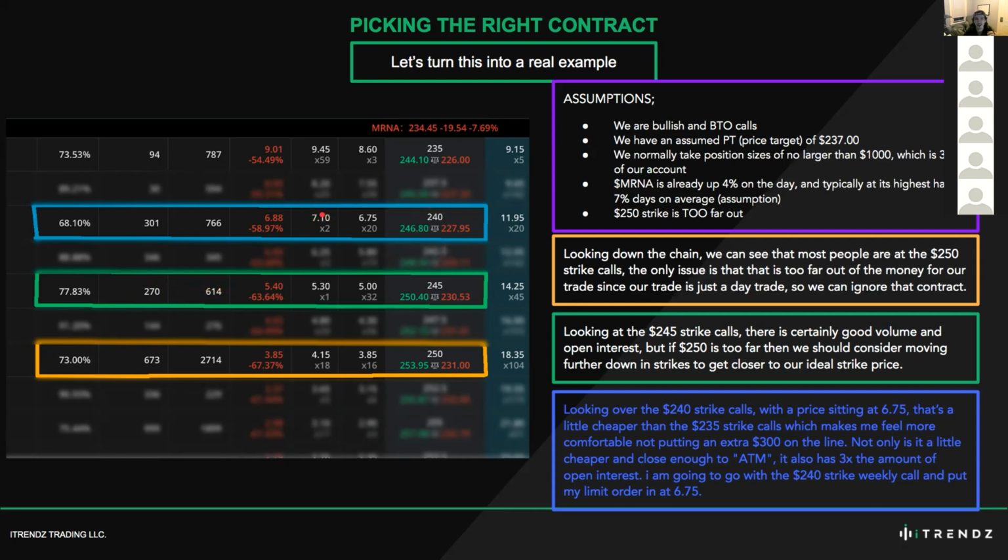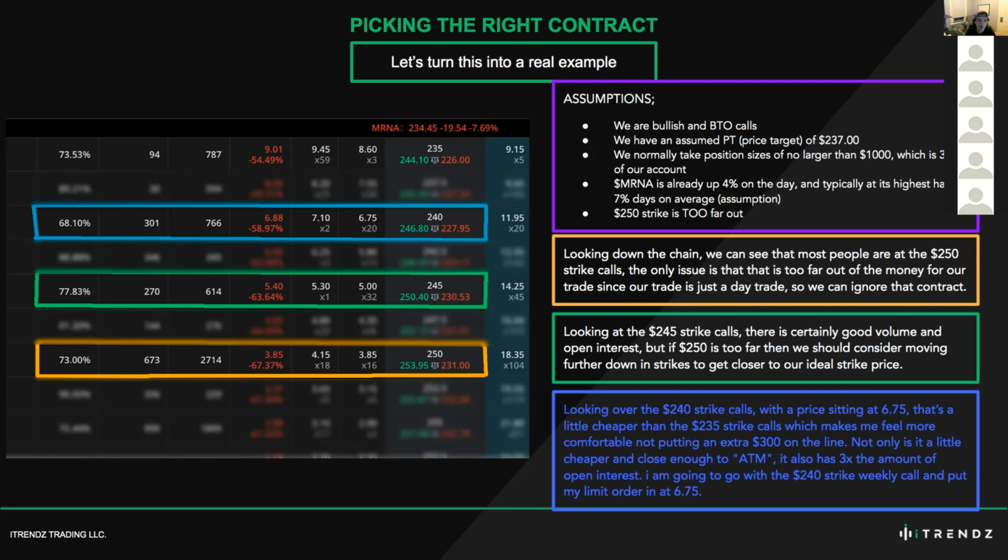Those are at $7.10. Okay, that's kind of getting a little too expensive, but we're closer to the money. We're closer to $234. So that is an advantage for us, right? A lot of open interest, a lot of volume. Okay, good. So now we just have to pick for ourselves, are we willing to risk $7.10 or are we rather willing to risk $5.30 per contract to be $10 out of the money rather than just $5 out of the money? And you have to make that decision for yourself.